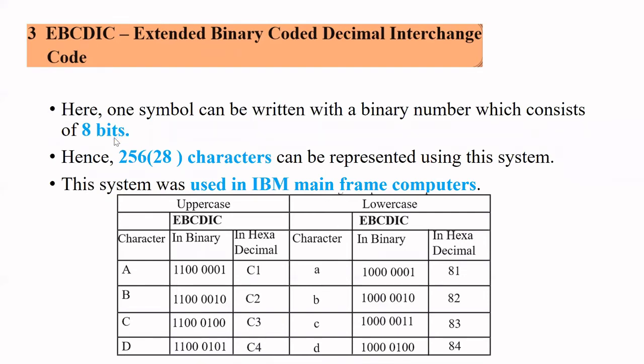And with the ASCII code, it is 128. Then you have to revise, right? And with the EBCDIC, it is 256, right? Now, this system was used in IBM mainframe computers, right? Therefore, don't worry about it, but you can see some EBCDIC codes, right? So, only one digit is increased, right?